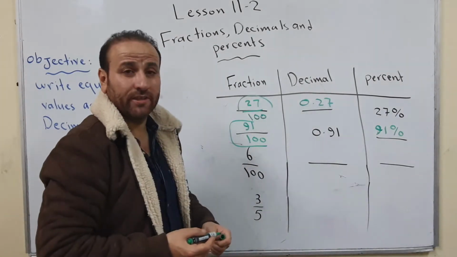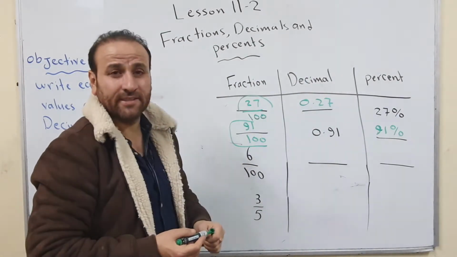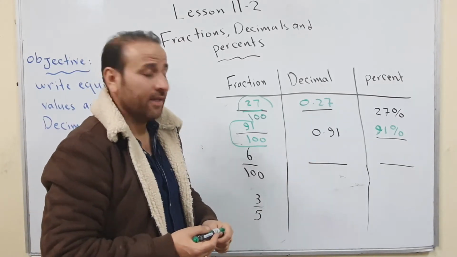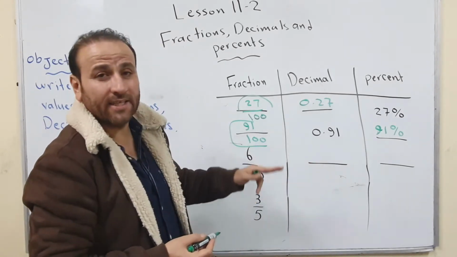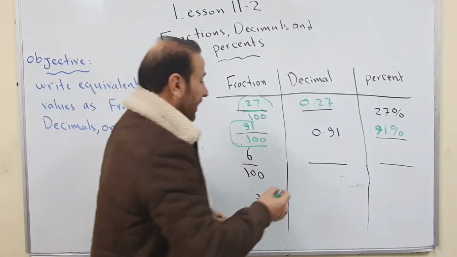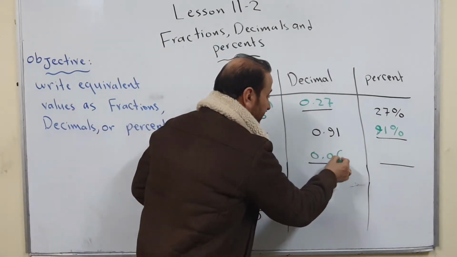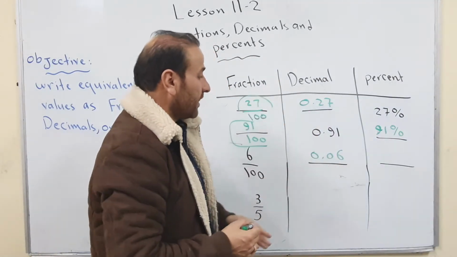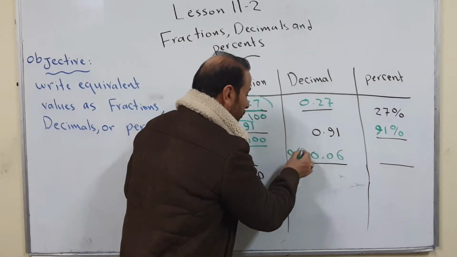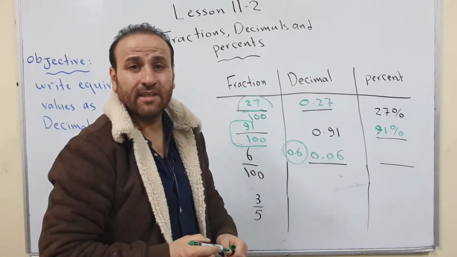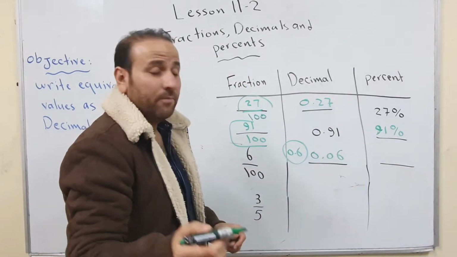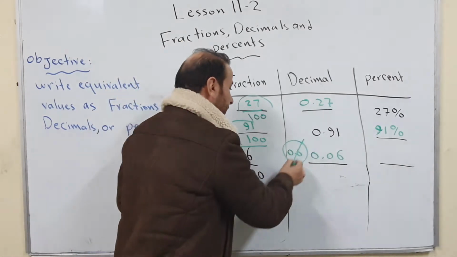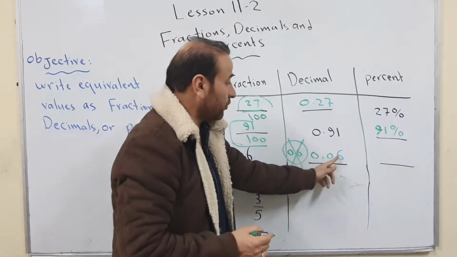Here we have a fraction, 6 out of 100. It's easy to write it as a decimal because 6 out of 100 is 6 hundredths. So we can write 0.06. Guys, it is wrong to write 0.6, because 0.6 means 6/10, but I want 6 hundredths. So this is wrong. We have to write 0.06.